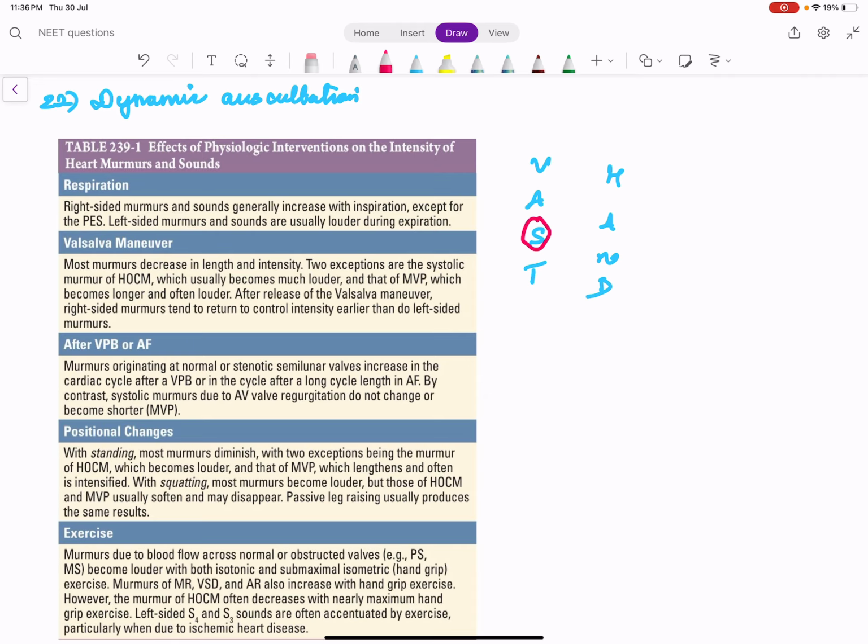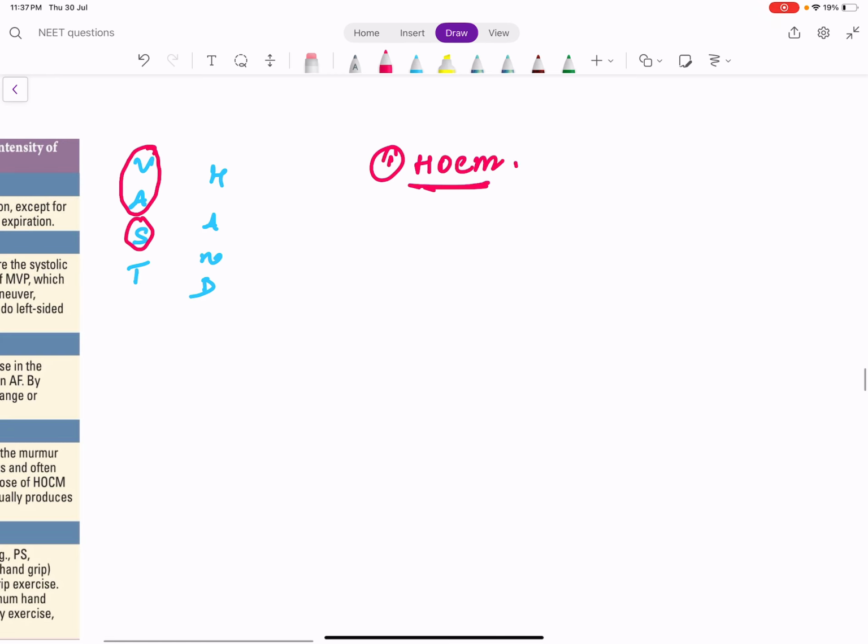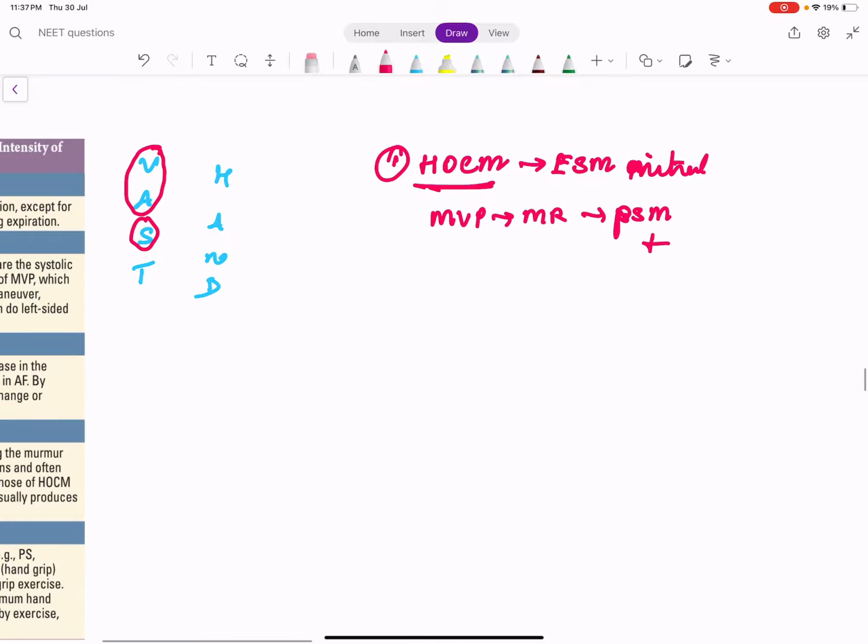But remember we discussed mitral valve prolapse. Two conditions behave oppositely during dynamic auscultation. One is HOCM, hypertrophic obstructive cardiomyopathy. HOCM is like aortic stenosis. It causes an ejection systolic murmur in the mitral area or the entire heart. Mitral valve prolapse causes mitral regurgitation. It causes a pansystolic murmur, plus there is a click which is heard. So a click followed by a systolic murmur in the mitral area.